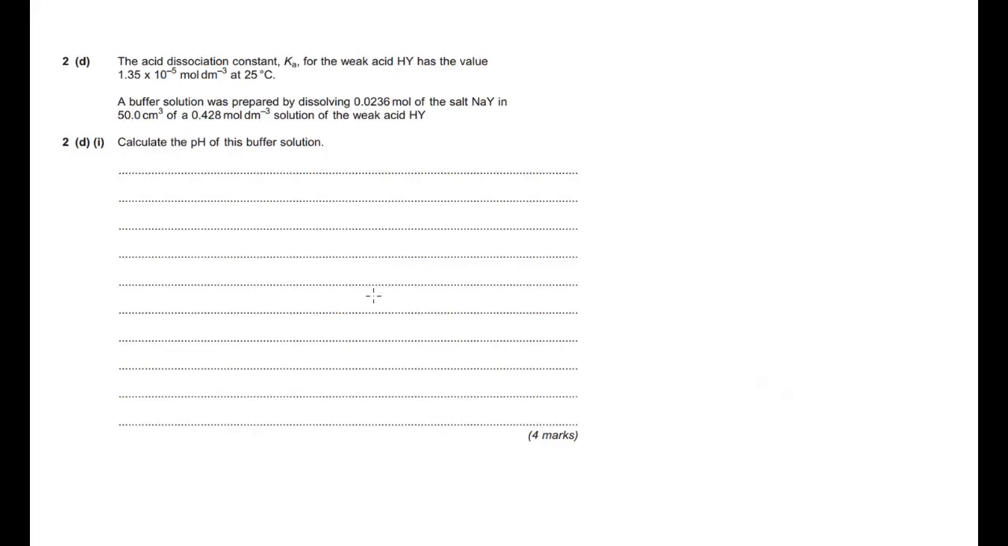Now, buffer solutions, in terms of their calculations, it all factors itself around the weak acid dissociation constant, or weak acid expression. By this point, I'm assuming that you know this. If you don't, go back, sort it out. Ka is equal to the concentration of Y minus, the salt, multiplied by the concentration of H plus, over the concentration of the acid. And there we go, that's that.